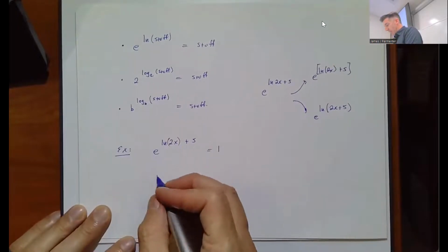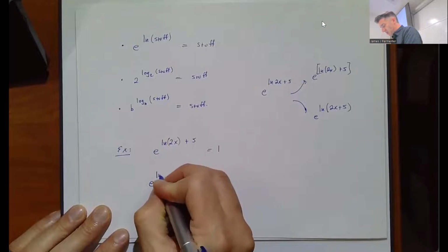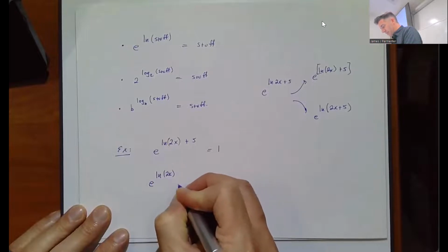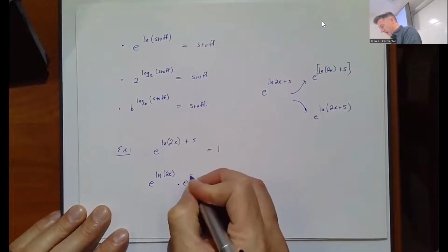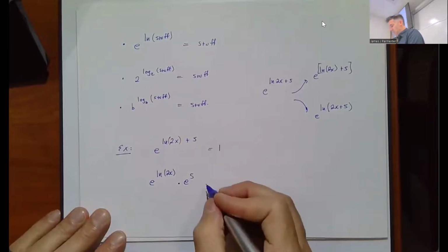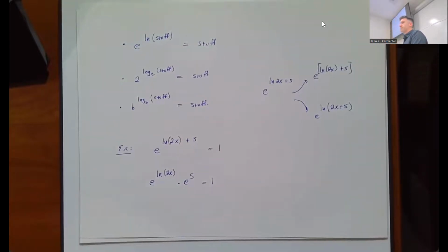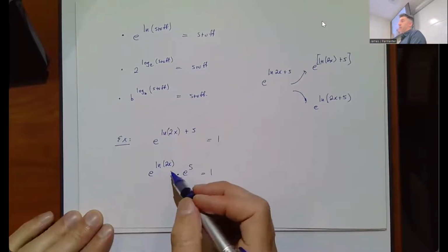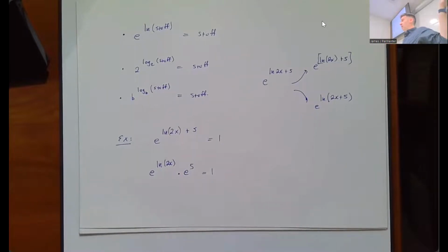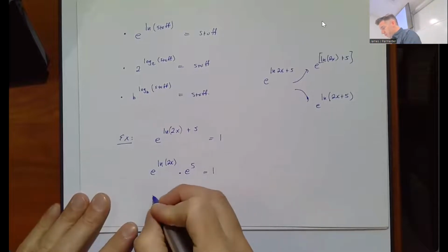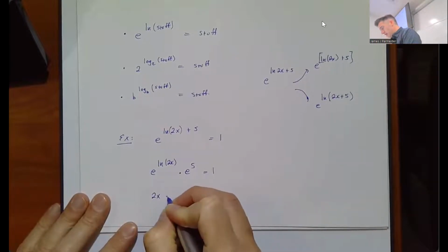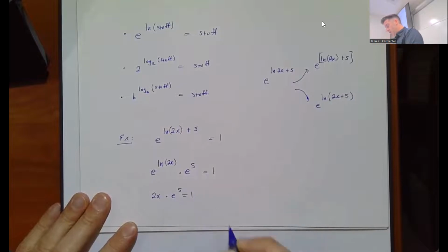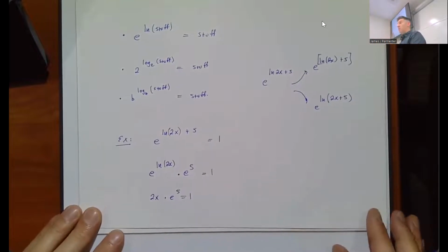So I would break this up. I would rewrite this as e to the natural log of 2x times e to the 5 is equal to 1. That's how I would go about solving this. And then e to the natural log of 2x is great. It's just 2x. So 2x times e to the 5th equals 1. And then solving for x is not too terrible.